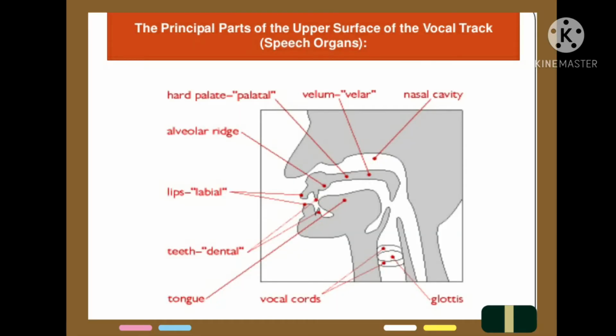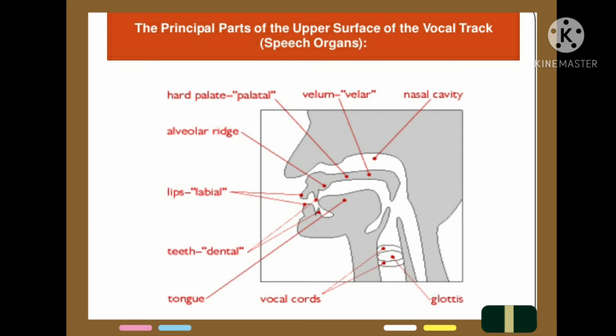The principal parts of the upper surface of the vocal tract or speech organs are: Alveolar ridge, a small protuberance just behind the upper teeth that you can feel with the tip of the tongue. Hard palate, the front part of the roof of the mouth, which is formed by a bony structure. Velum or soft palate, the soft, movable part of the palate at the back of the mouth. Nasal cavity, the internal nose area.